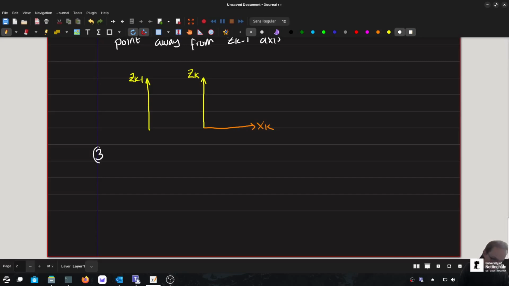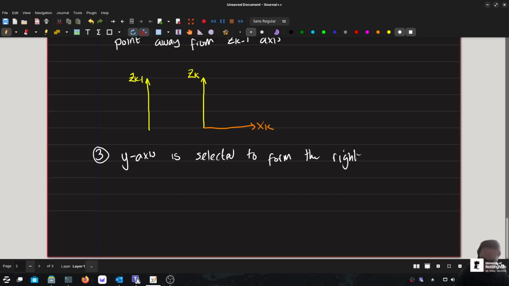3. So this one's a really easy one as well. Y-axis is selected to form the right-hand set. Again, Steve has given you some 3D printed things. You're allowed to bring them into the exam, but otherwise you've got your fingers. The way I remember is Z is always upwards, and index finger is the X. Fairly straightforward, but you always just do that pose with your hands.